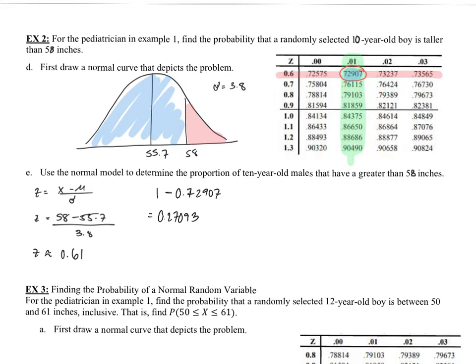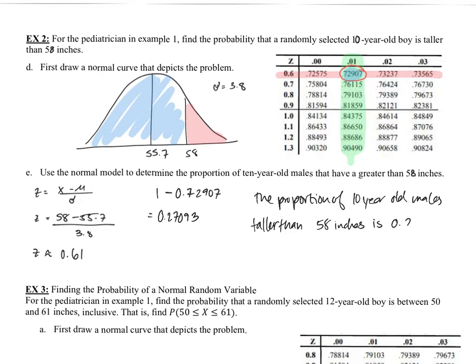All right, so what is our answer? The proportion of 10-year-old males taller than, what was it, 58 inches, is 0.27093. Okay, so once again, always answer a word problem in word form. And as usual, the amount of work that I show in my problems is the amount of work I'll be looking for on your exams.